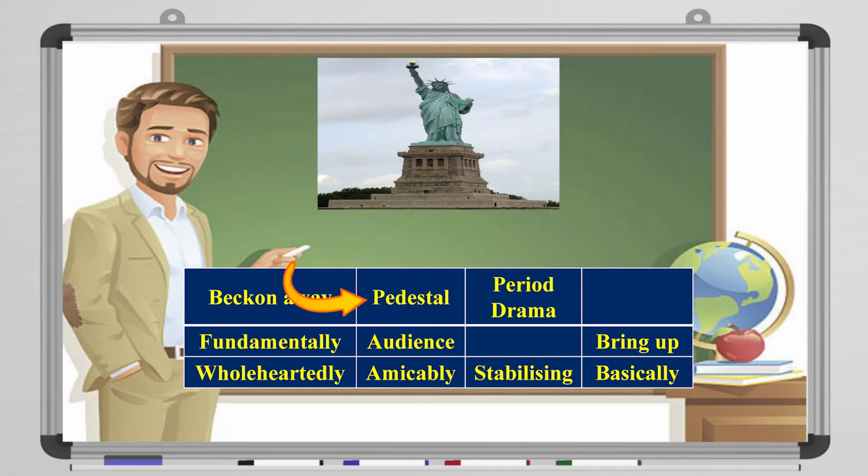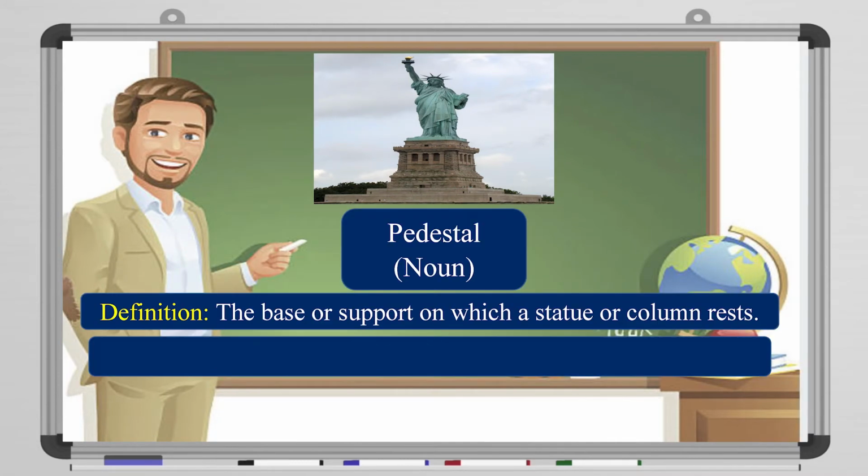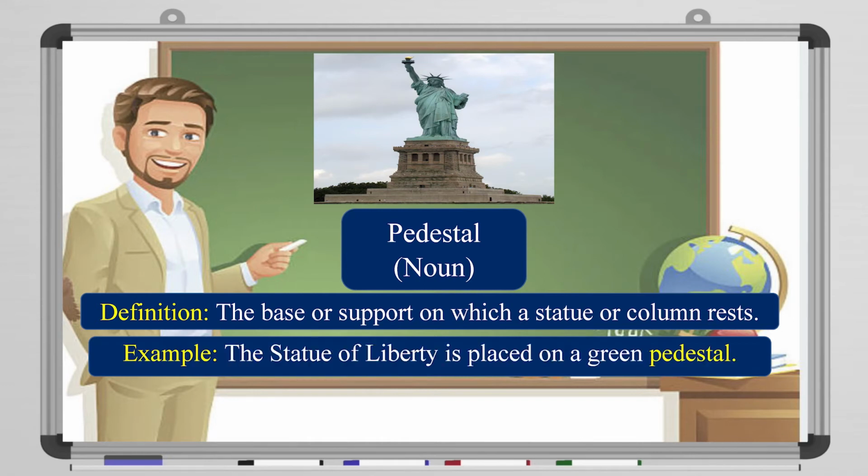Did you get it? Well, the word is pedestal, and it is a noun. A pedestal is the base or support on which a statue is put. So you have the pedestal, and then you have the statue. Okay? So the example: the Statue of Liberty is placed on a green pedestal. Okay? Let's look at the next one.